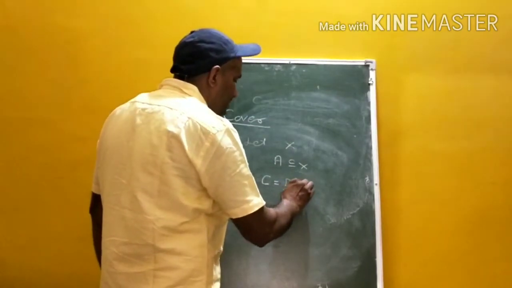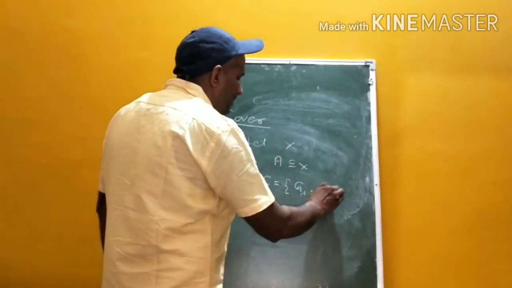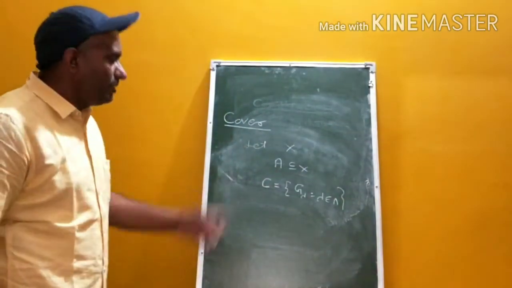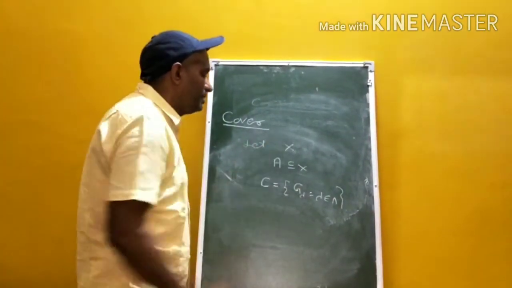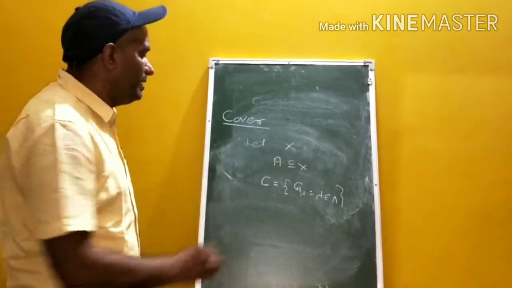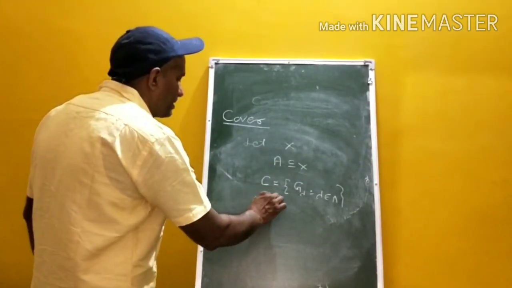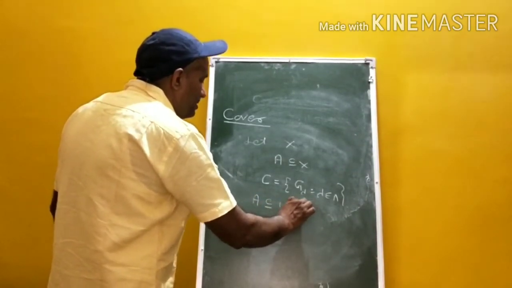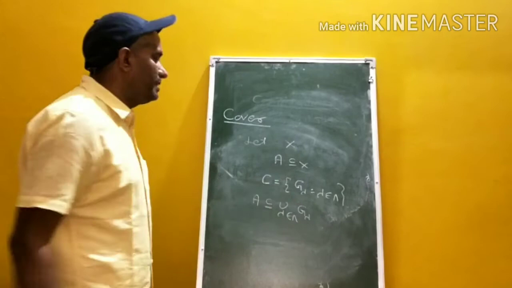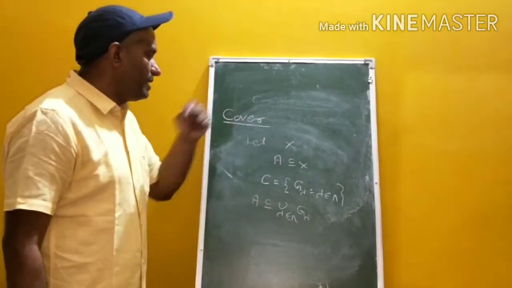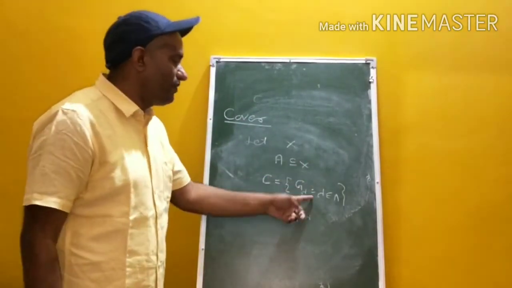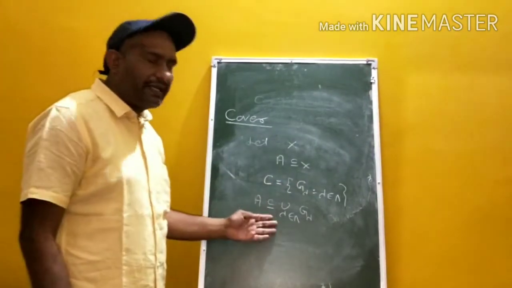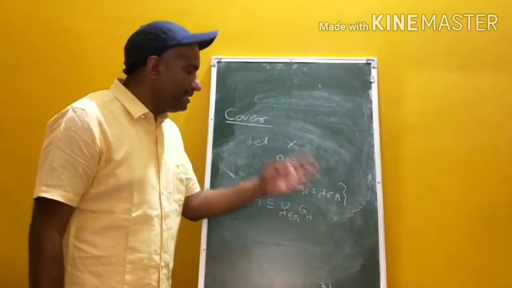A collection G lambda, lambda belonging to gamma, where gamma is an index set, is said to be a cover of A if A is contained in the union over lambda belonging to gamma of G lambda. Let X be any set and A a subset of X. If C is a collection of subsets of X, then this collection is a cover of A if A can be written as the union over lambda belonging to gamma of G lambda.